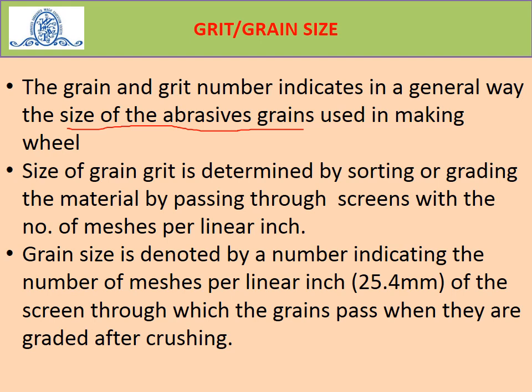So the size of the grain grit is determined by sorting or grading. The abrasive particles are passed through screens with a number of meshes per linear inch. Grain size is denoted by the number of meshes per linear inch, that is 25.4 mm of the screen through which the grains pass when they are graded after crushing. So 25.4 mm is nothing but the linear inch.